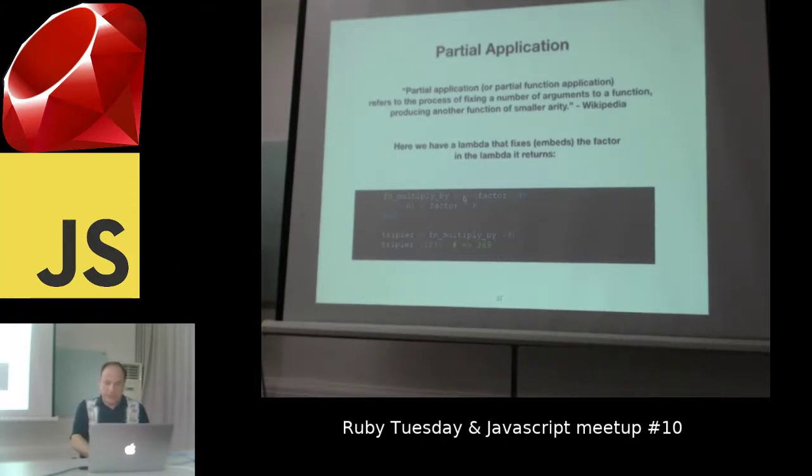So here we have a lambda. We're creating a lambda, giving it a name, assigning it to a local variable, and it takes a factor as a parameter, and it returns a lambda that, when called with a number, returns that number multiplied by the factor. So we're embedding immutable data in the lambda that's being returned. So this is a tripler, which is passing it 3 and getting back a lambda that we can use to multiply any number by 3. Any questions? It's almost similar to metaprogramming, where the function creates its own functions.